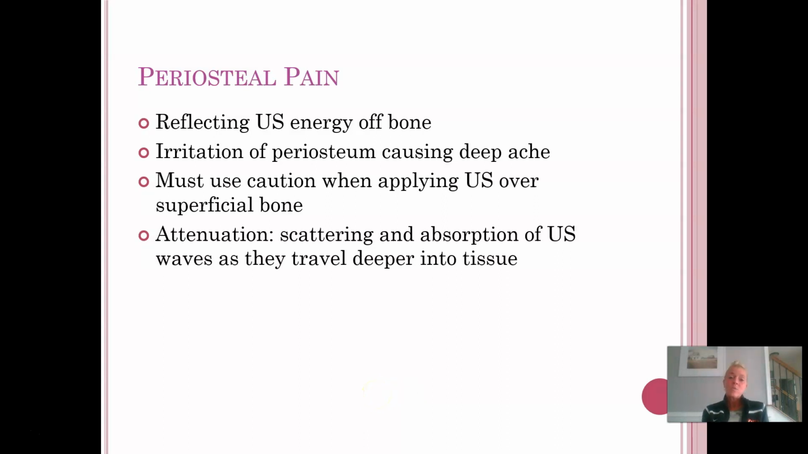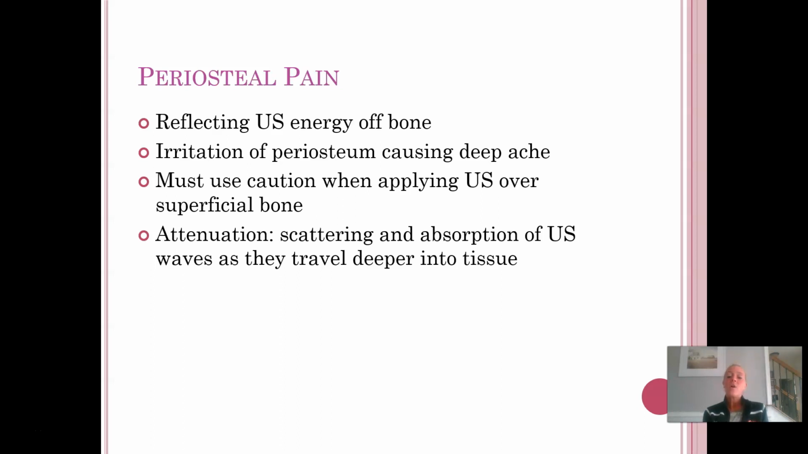Periosteal pain is when ultrasound energy reflects off bone. The periosteum, remember, is the outer covering of bone. It has lots and lots of nerve endings in it, and so that's the part that's highly sensitive to pain. If you've ever had a broken bone, it's typically because of damage to the periosteum that you actually feel the pain. The bone itself doesn't have a lot of nerve endings in it.